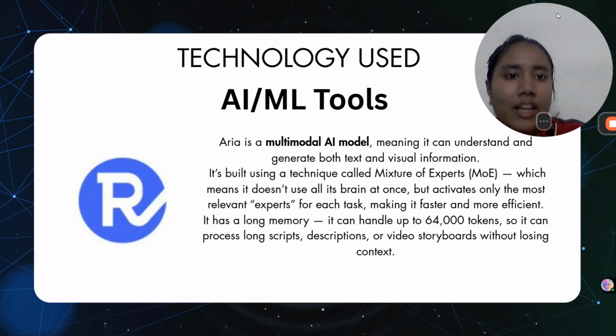Area is a multimodal AI model, meaning it can understand and generate both text and visual information. It's built using a technique called mixture of experts (MOE), which means it doesn't use all its brain, but it activates only the relevant experts for each task, making it faster and efficient. And it has a long memory and it can handle up to 64,000 tokens. Those who don't know tokens, basically, if I have a paragraph and I chop the paragraph into words, each word will be called a token. So it can process long scripts, descriptions, or video storyboards without losing context.